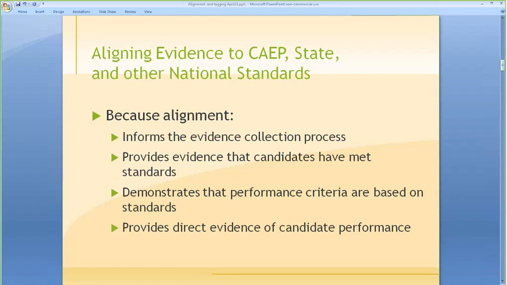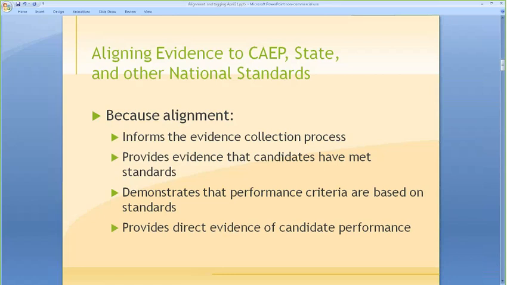You're demonstrating to your reviewers that these performance criteria that you've established for your candidates aren't just picked out of thin air or made up on the fly, that they're actually based on standards that you are preparing your candidates to meet. And the assessments themselves provide direct evidence of candidate performance.